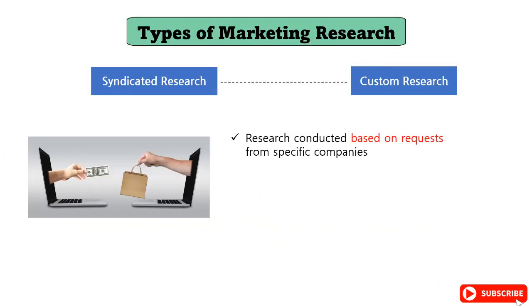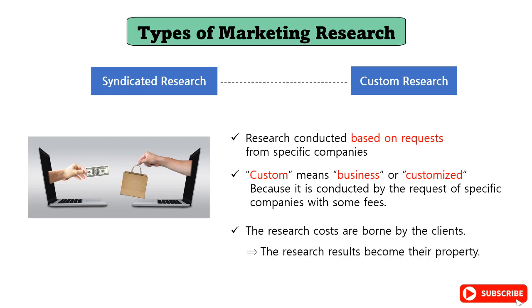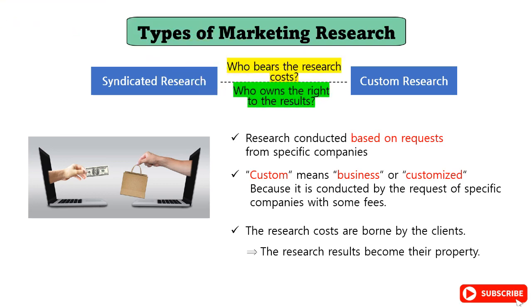Custom research refers to research conducted based on requests from specific companies. Here, custom means business or customized because it is conducted by the request of specific companies with some fees. Therefore, the research costs are borne by the clients, and the research results become their property. The difference between syndicated research and custom research lies in who bears the research costs and who owns the rights to the research results.